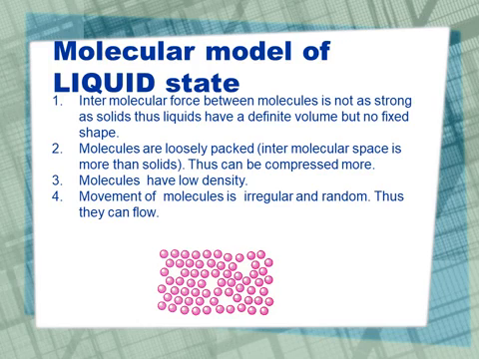The third point is, molecules have low density. Just because of this intermolecular space, the molecules of a liquid have low density. And the last point is, because the movement of molecules of a liquid is irregular and random, that is, they move to and fro in a limited space, liquids have the property that they can flow. But they flow only in one direction, that is from a higher to a lower level, because liquid molecules can move only in a limited space. Thus, they do not move in all directions, only from higher level to lower level.